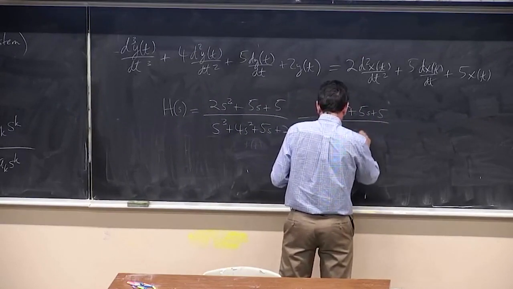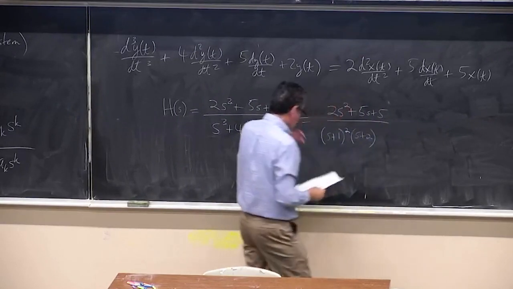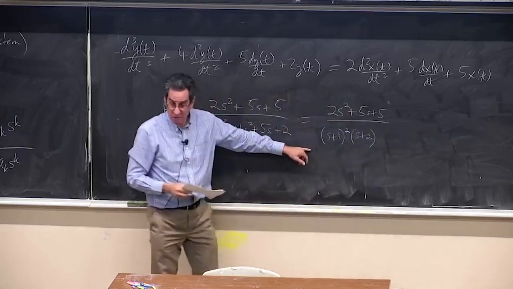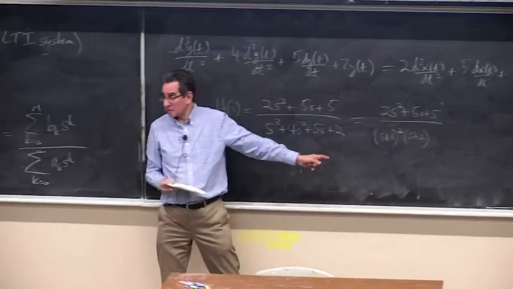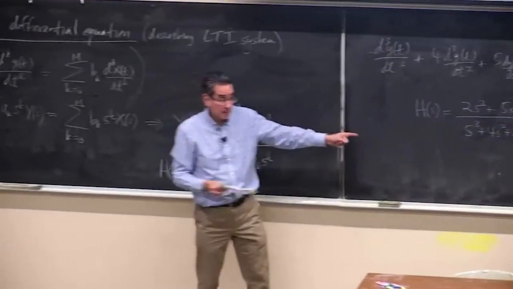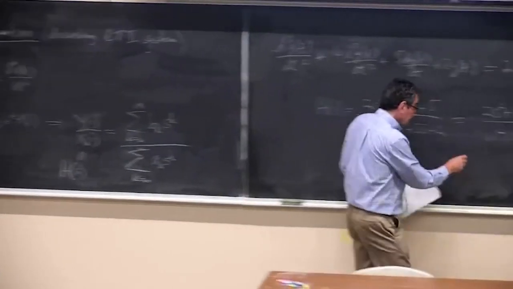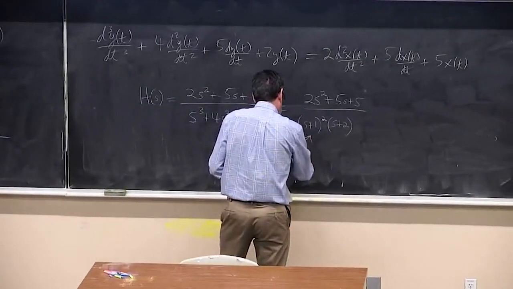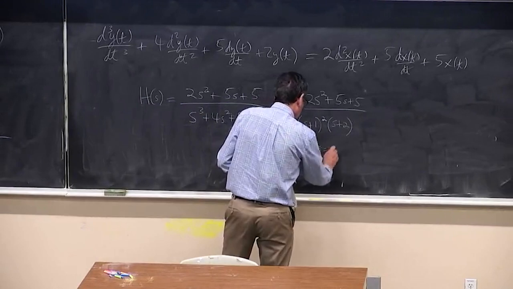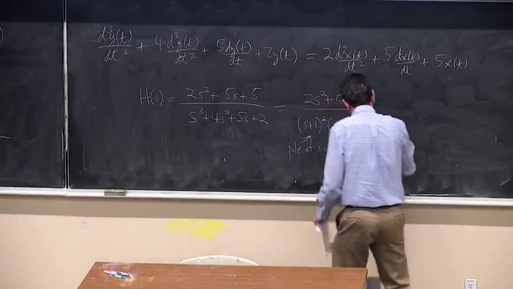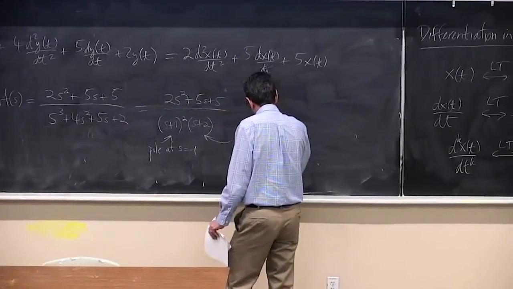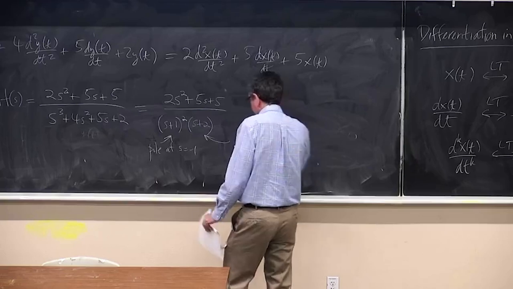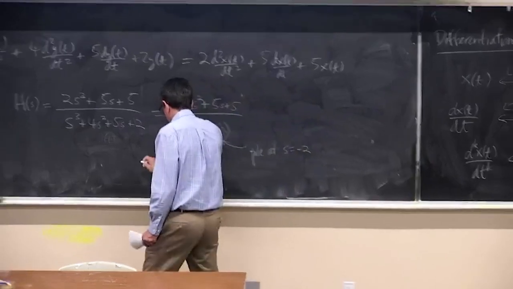So this one is actually a little bit different from most of the examples we've seen because I've actually got a term in the denominator that's squared. So this tells me I have a pole at s equals minus 1 and a pole at s equals minus 2, and this is actually a second order pole.